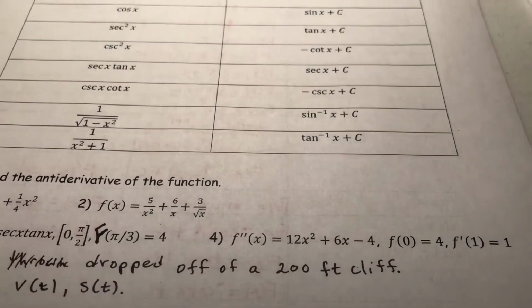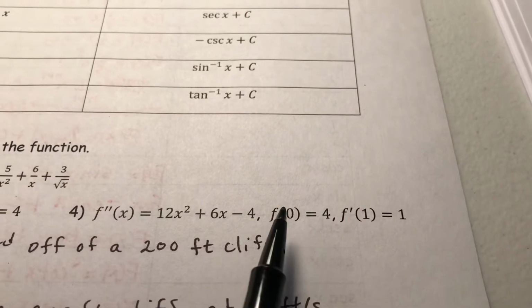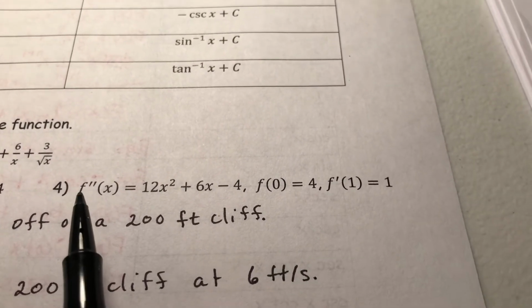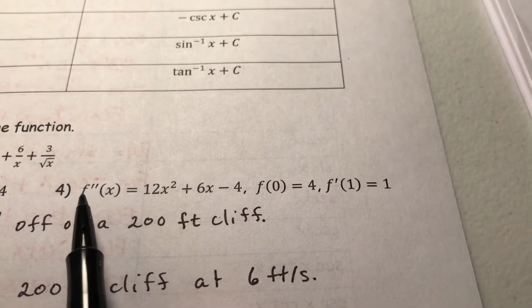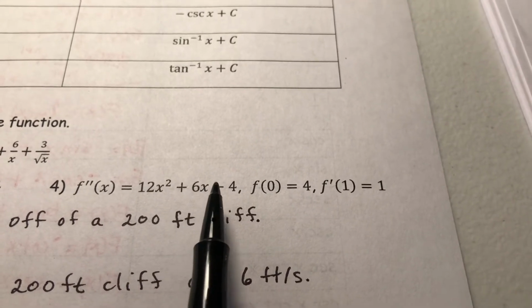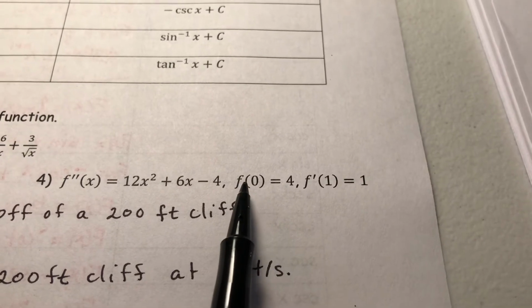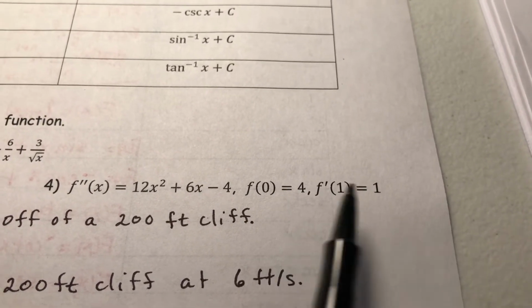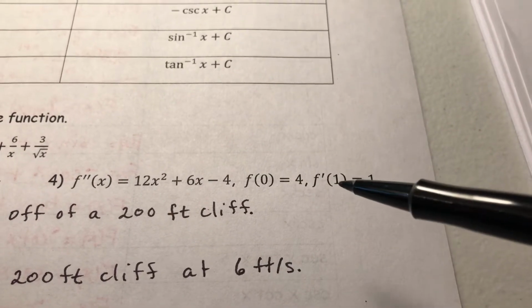We're back with section 4.8, doing number 4. Now this is a little bit different because we're not using the same notation. We're given that the second derivative of little f of x is 12x squared plus 6x minus 4. And we're given two initial conditions. We know that f of 0 equals 4 and f prime of 1 is equal to 1. So these are initial conditions about the original function and the derivative.